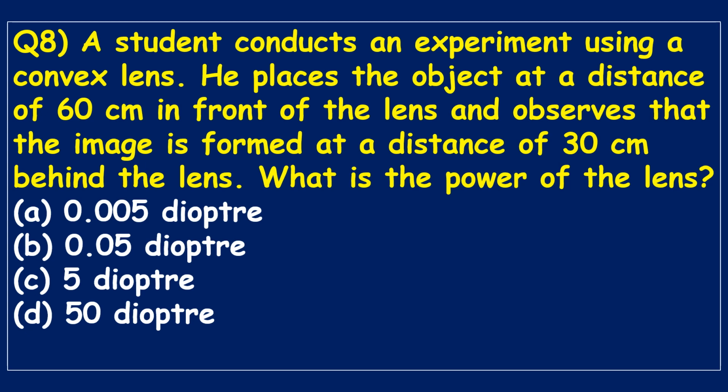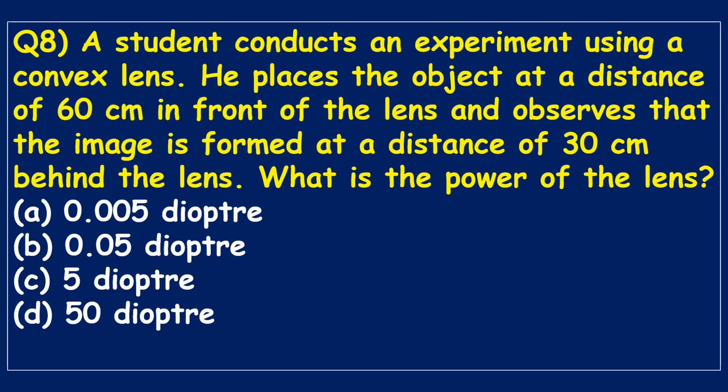So my dear children, we know that the power of a lens is measured in terms of diopters. If you observe this numerical, here we have a convex lens. We know that it is a converging lens. The image is formed behind the lens here. So an object is placed in front of the lens, 60 centimeters away from the lens, and on the other hand the image is formed 30 centimeters away from the optical center.